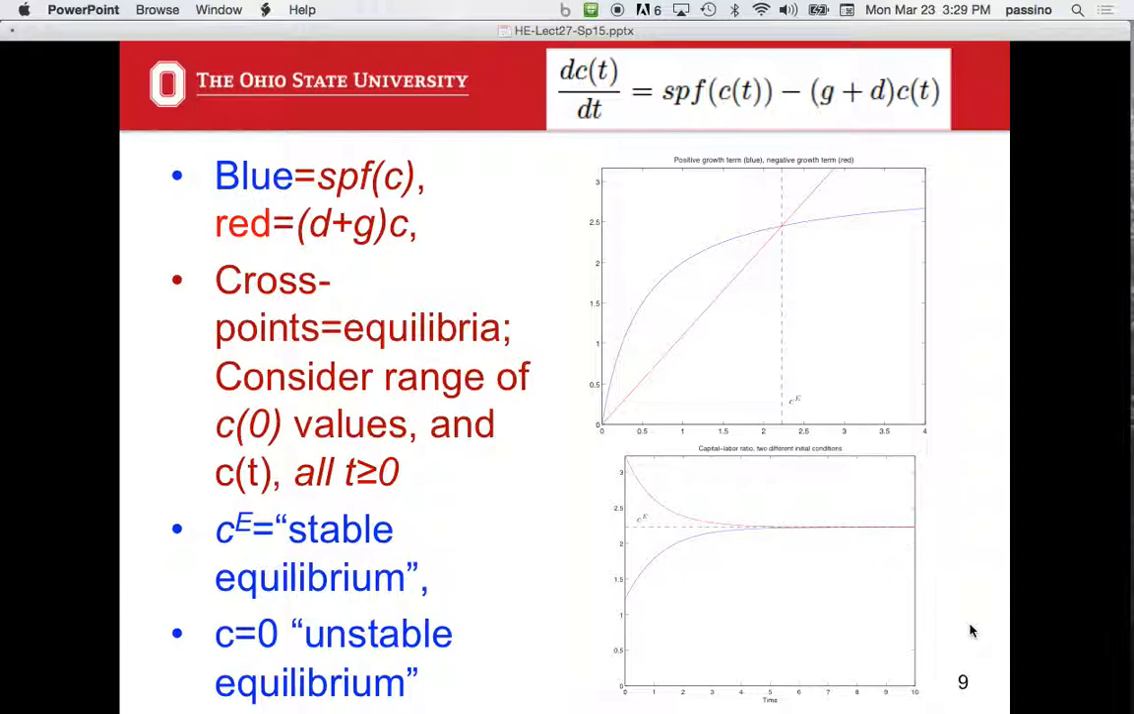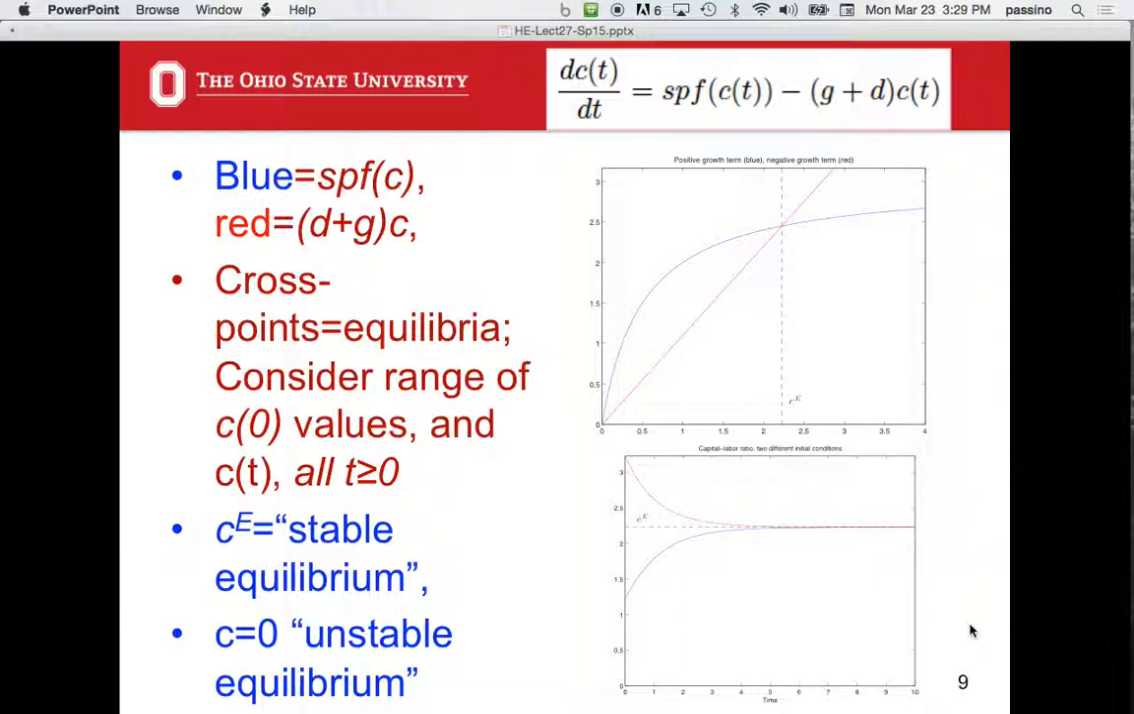Above. Why? Because of the positive growth term. Yeah, because the blue guy, the positive guy, is above the red guy. Therefore, it's going to go up. If I was way down here, the same thing would happen, right? I'm going to go up. Okay, so for anything to the left of the dashed line, C will go up.